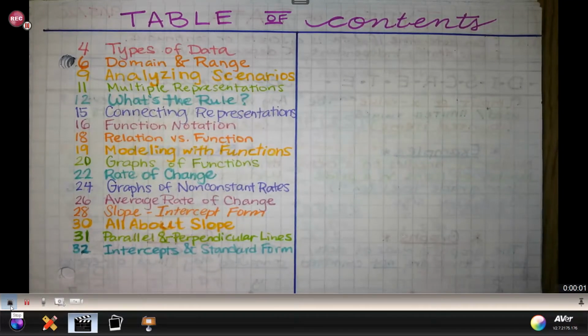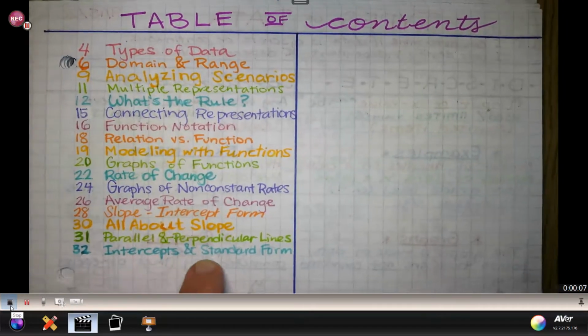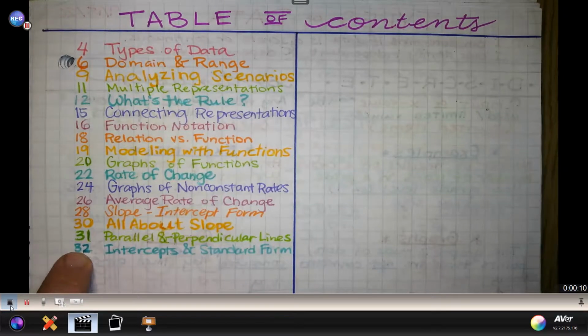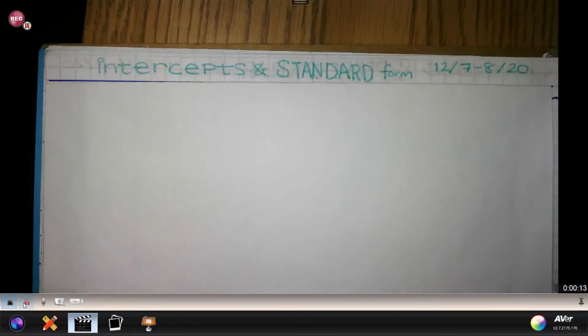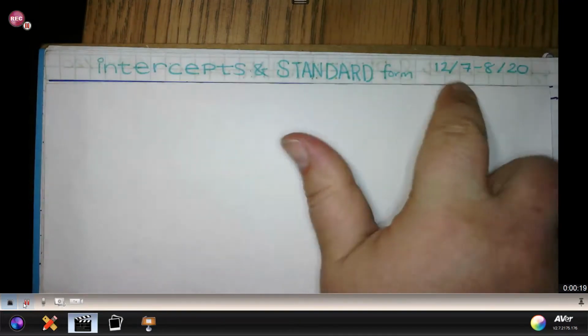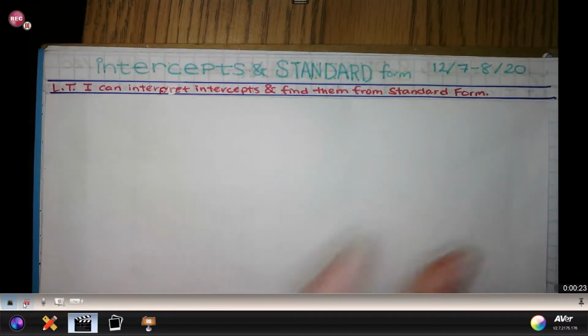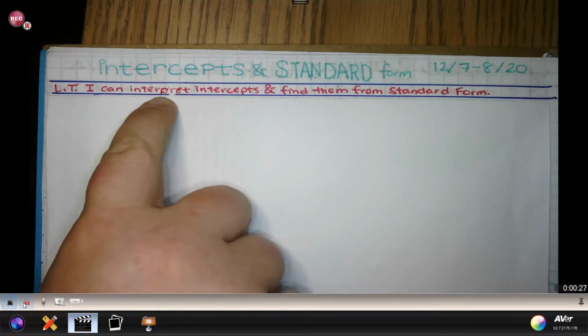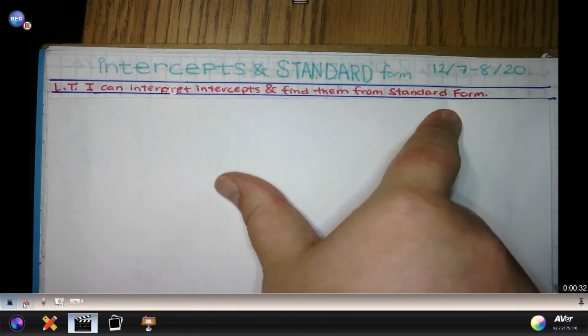Hey everyone, we are on page 32 in Intercepts and Standard Form. It will be 2 pages, so we'll start on the left side, 32, and go to 33. Okay, so Intercepts and Standard Form, we'll be doing this on the 7th or the 8th of December, depending on what class you're in, and the learning target is: I can interpret, sorry, I had a little bit of a typo there, interpret intercepts and find them from standard form.